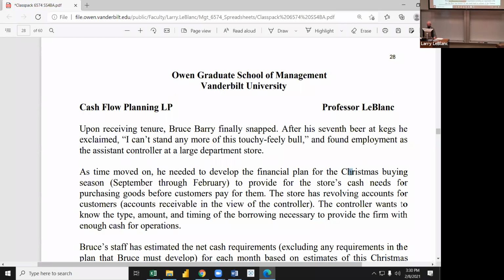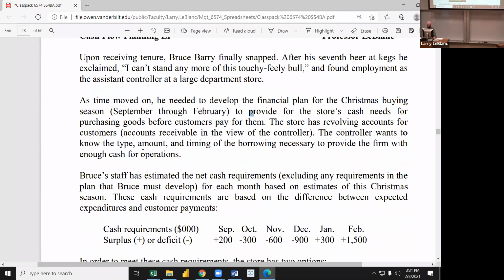We need money for the early months prior to the Christmas season, October, November, and December, when we stock the shelves and people don't pay us yet. And then finally they start paying us. He needed to develop the financial plan for the Christmas buying season. The months are September, October, November, December, January, February, a 6-month horizon to provide the cash.